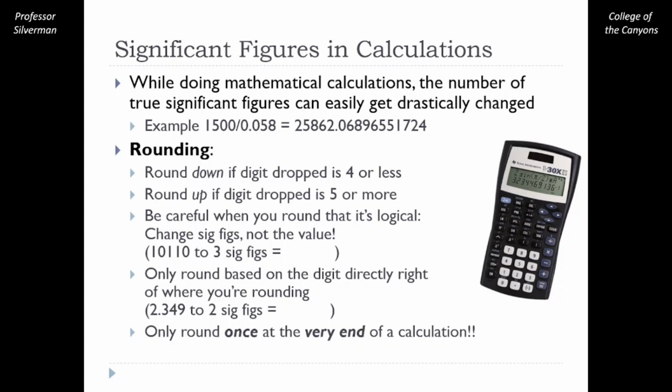When we're doing our calculations, the calculator is extremely smart. So our example here, take 1500 divided by 0.058. Your calculator will tell you so many numbers here because it's very smart. However, we need to be even smarter than the calculator. If we get this value here, do we know this number out to that many decimal places? Probably not. We need to round this value to something that represents how precisely we actually measured it.